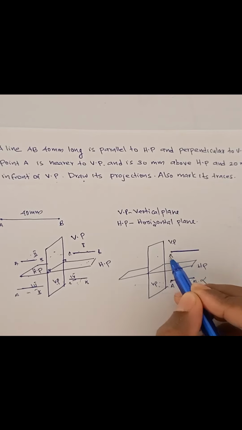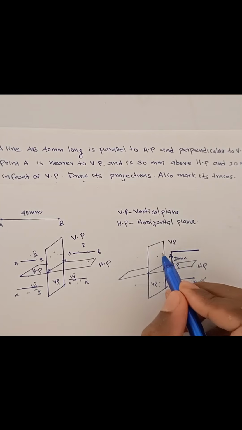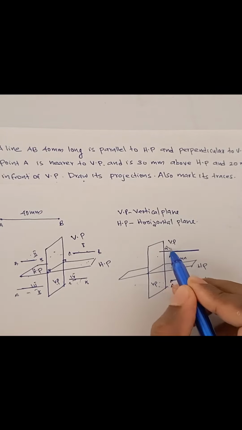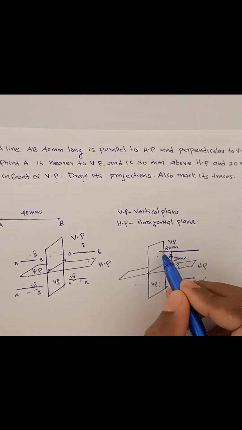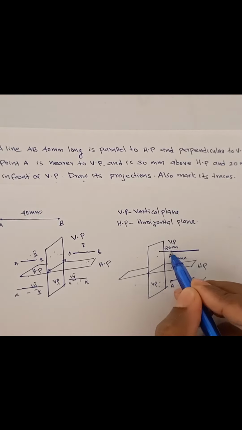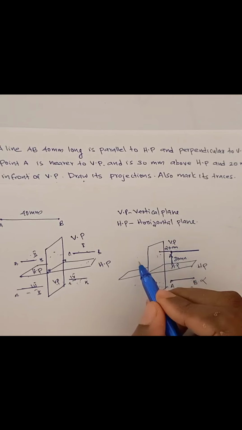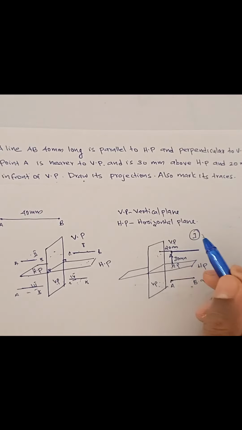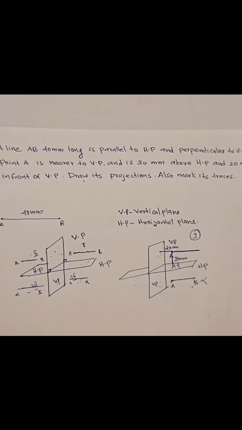The point A is 30 mm above HP. From here to here, the distance is 30 mm. And it's also 20 mm in front of VP. This is VP. The distance of A from the VP is 20 mm in front of VP and is 30 mm above HP. Suppose the point A is 20 mm behind VP. That means the point is in second quadrant. Here the point is in the first quadrant. So we got our line.